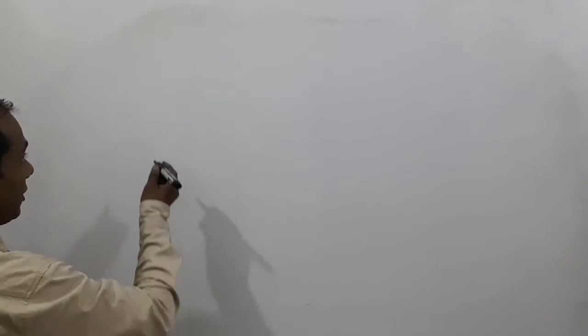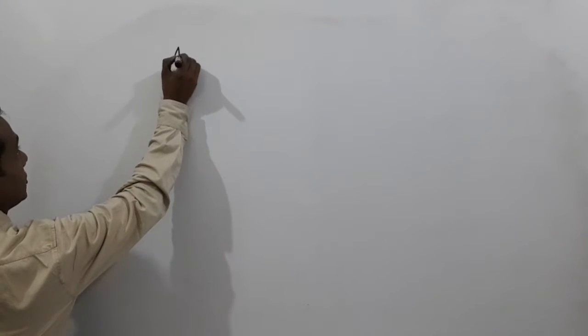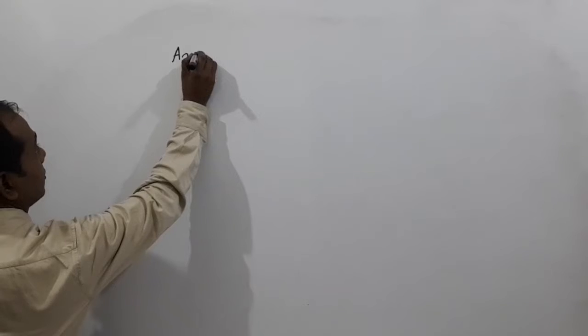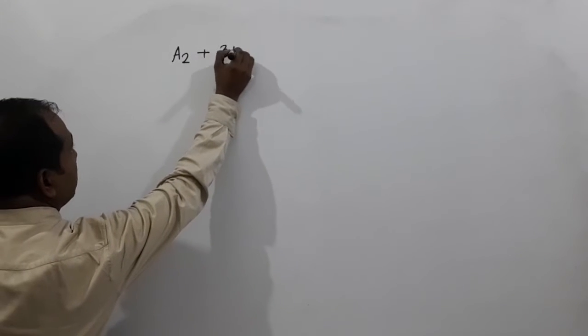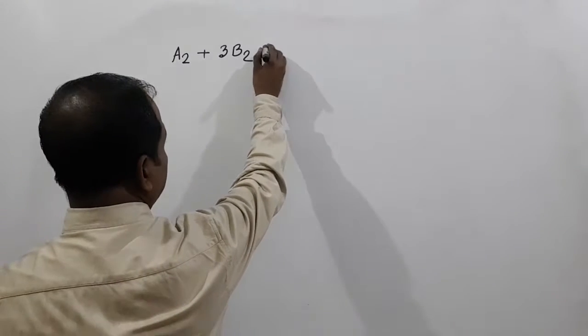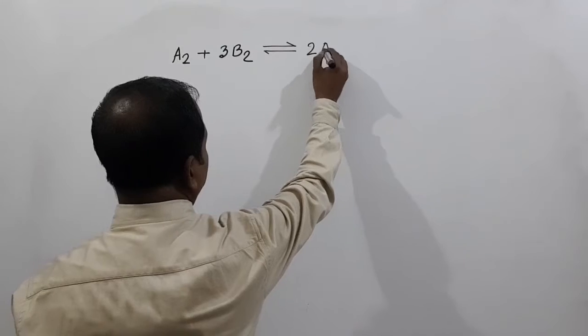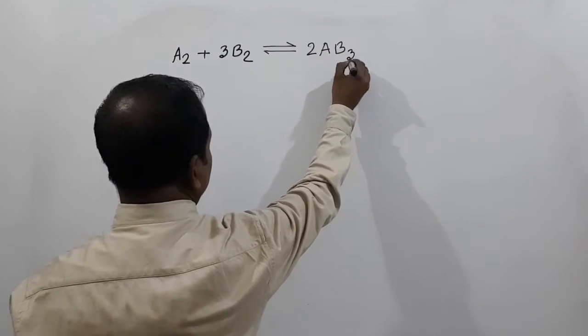My dear students, our first question was to determine the Kp of reaction 2. According to our stem, reaction 2 is A2 plus 3B2 reacts and produces 2AB3.